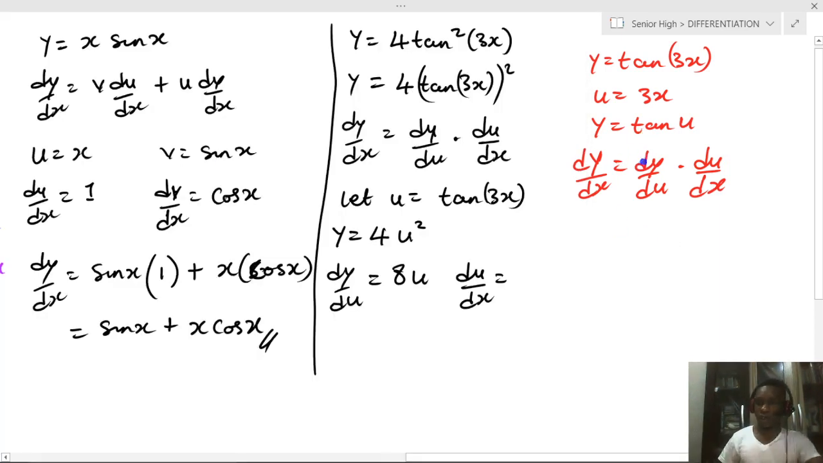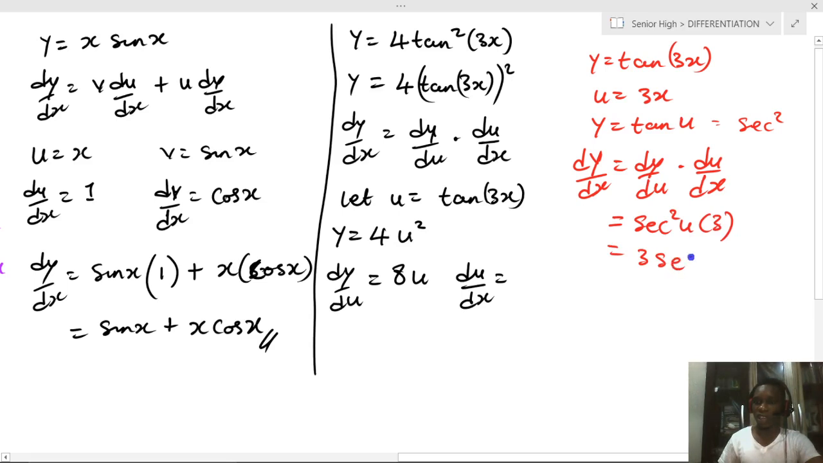Next, we find our dy/du. So what's the differentiation of tan u? When you differentiate tan u, remember when we differentiated tan, we got sec squared, right? So it will be sec squared u. And when you differentiate 3x, what do you have? You have just 3.